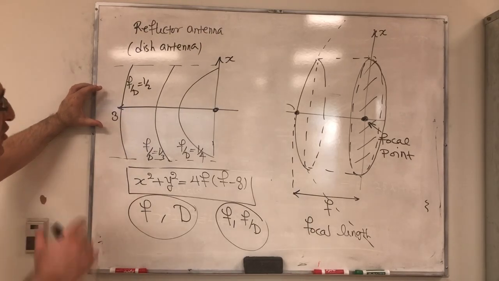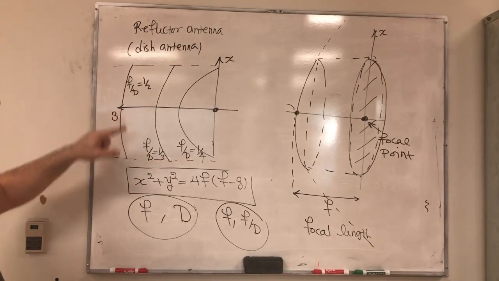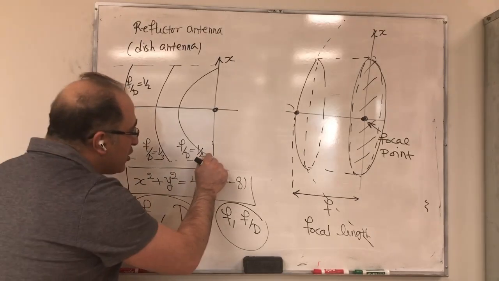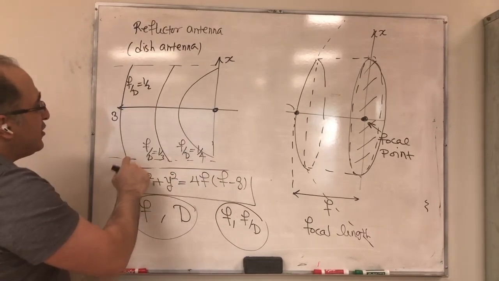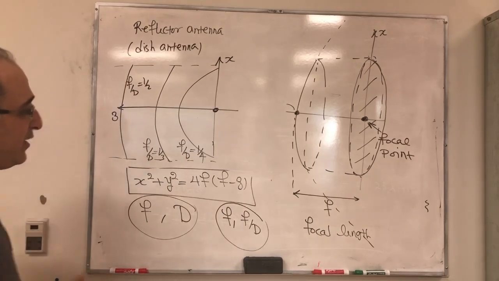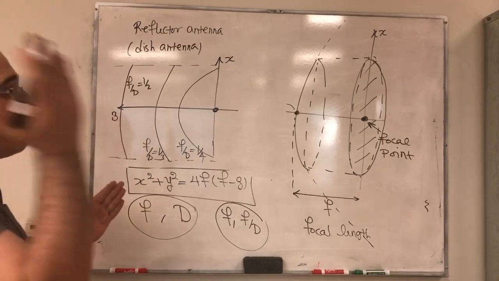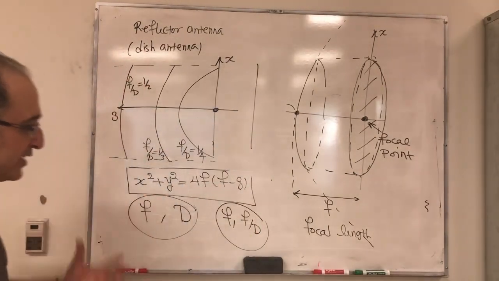But the message here is that if f/d increases, the curvature reduces. So you see you have more curvature here. As you increase f divided by d, the curvature reduces and so on. And if f divided by d goes to infinity, essentially you're going to have a flat surface, because curvature reduces.